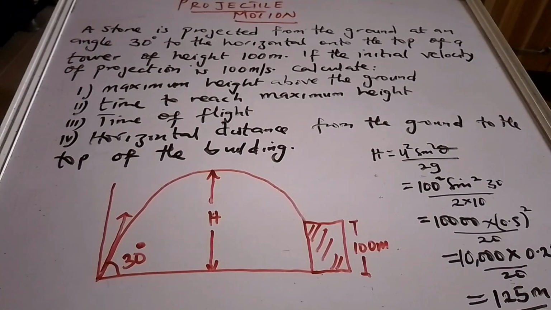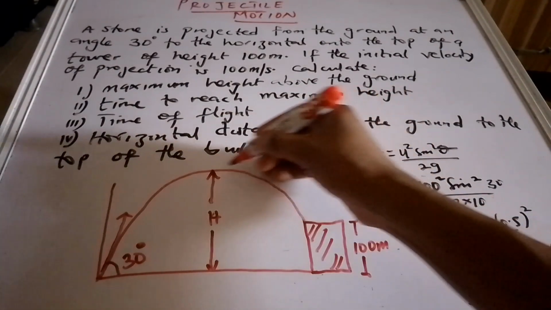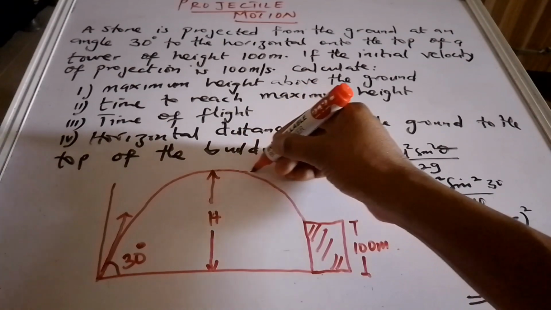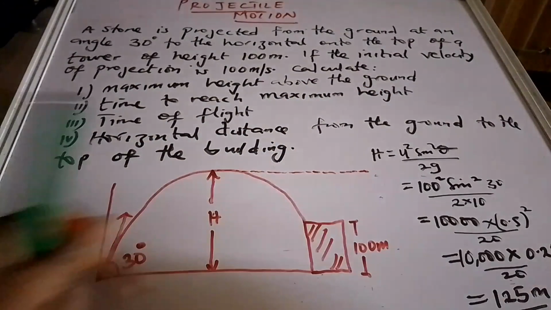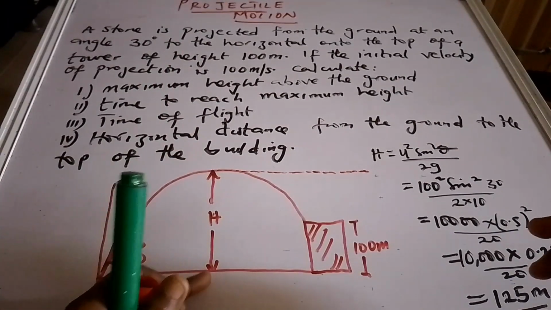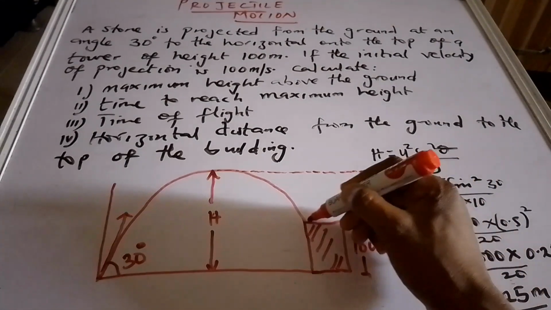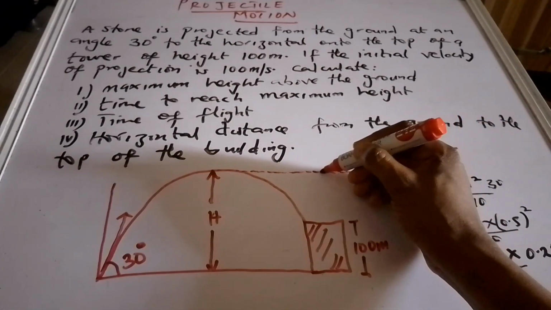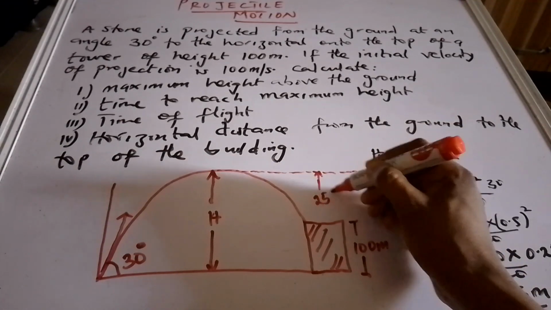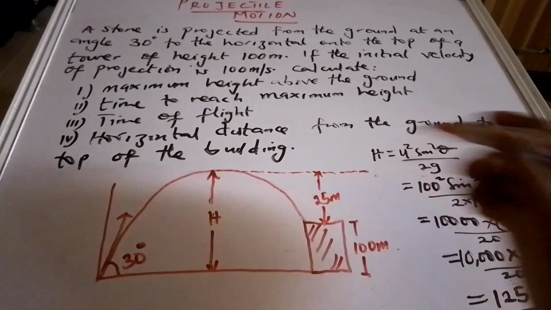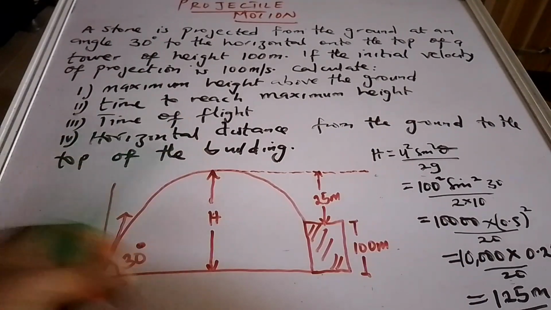I want you to understand something. When the object goes up, the total height from the ground, remember this one is just a horizontal, let me trace it down like this. So it means from here, the maximum height to the ground is 125 meters. So definitely, if the top of the tower is 100 meters, it means from here to the top of the tower is just 25 meters, so that everything adds up to 125. That's for the maximum height.